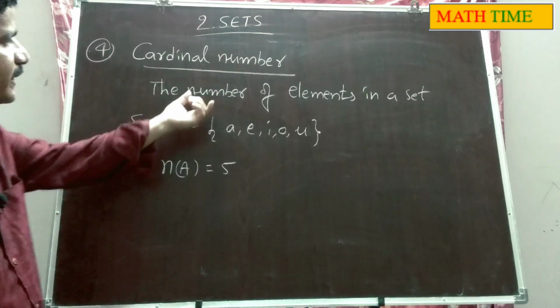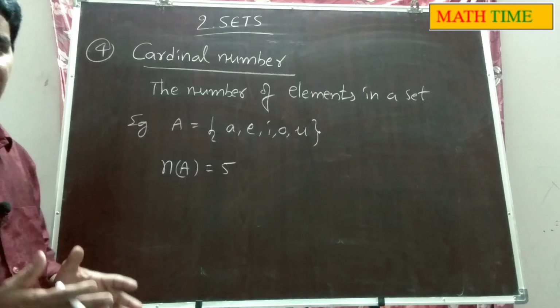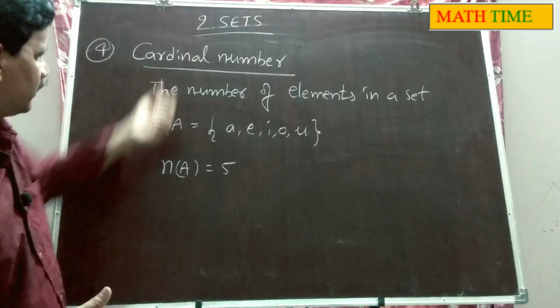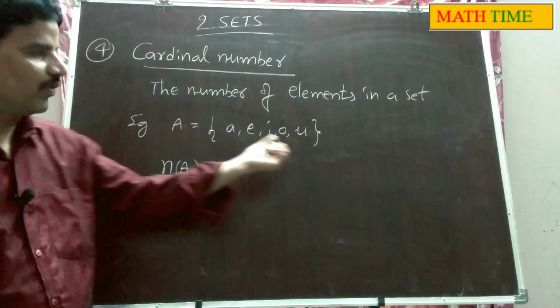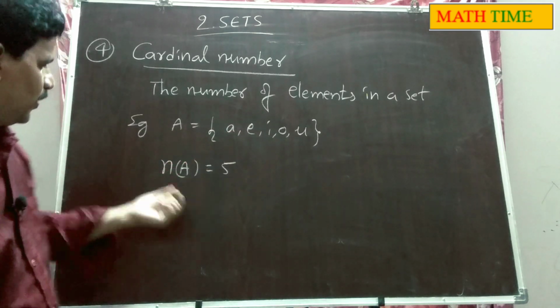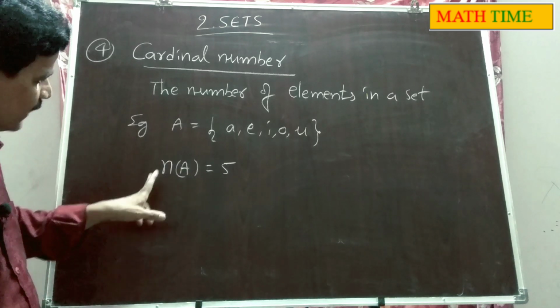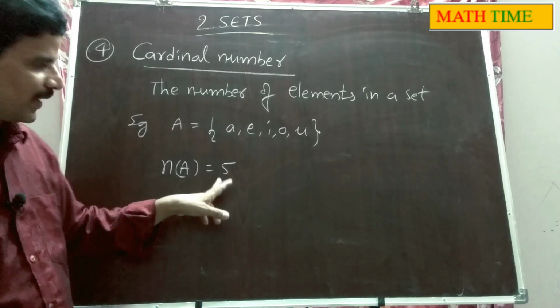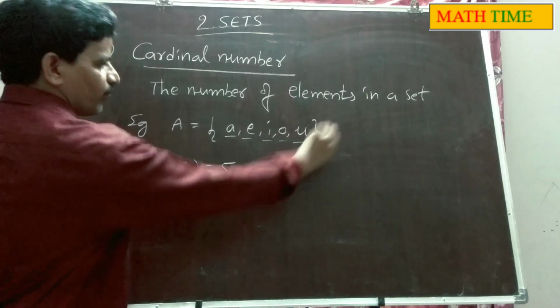Cardinal number means the number of elements in a set. So the number of elements in a set is called cardinal number. Example: A = {a, e, i, o, u}, the vowels in the alphabet. Here n(A), the number of elements in A, or cardinal number of A, equals 5, because here 5 elements are there in A: 1, 2, 3, 4, 5.